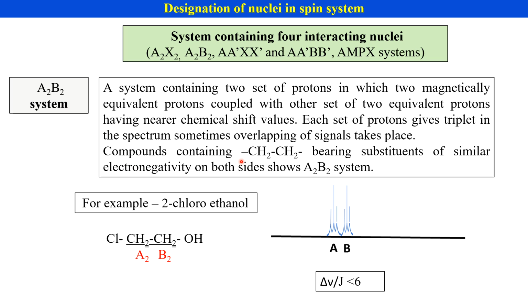Generally, a compound containing CH2 bearing substituents of similar electronegativity on both sides shows the A2B2 system. For example, 2-chloroethanol. As the electronegativity of chlorine and oxygen is nearly the same, it exhibits the A2B2 system. But that CH2 and this CH2 protons are not equivalent. Therefore, they exhibit the A2B2 system, A portion and B portion close to each other. Delta nu by J is less than 6 and the spectrum is second order.